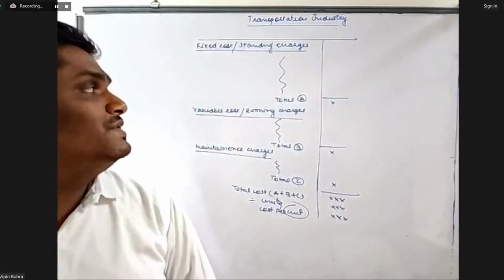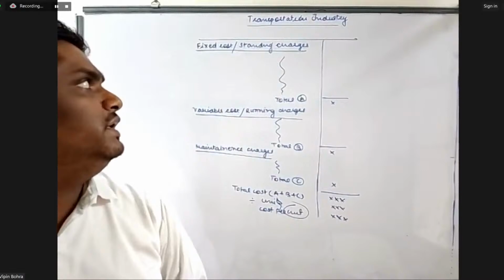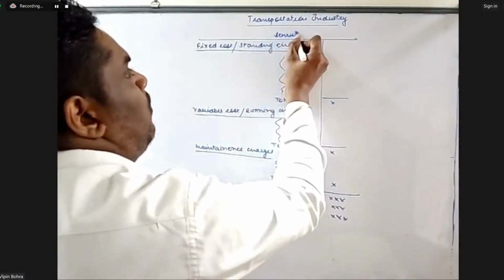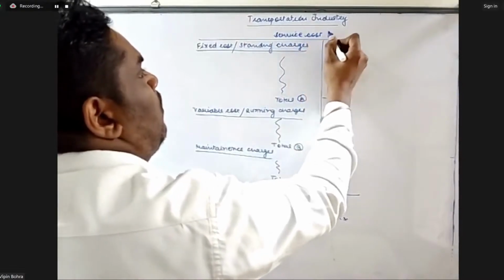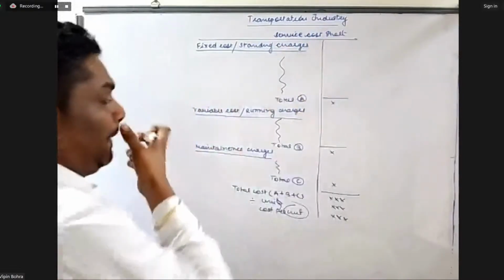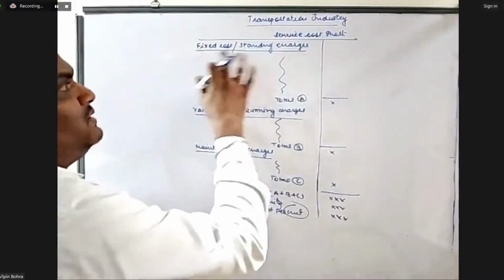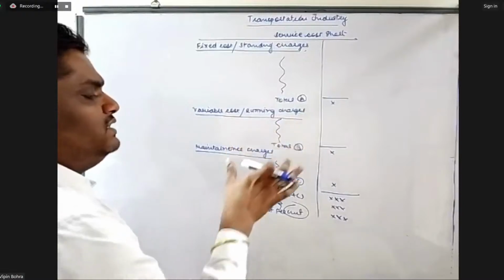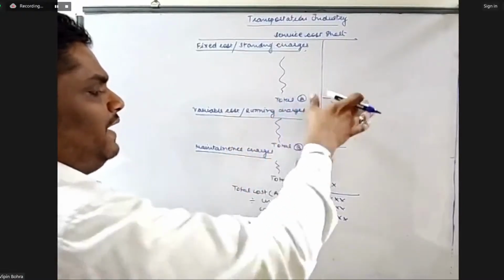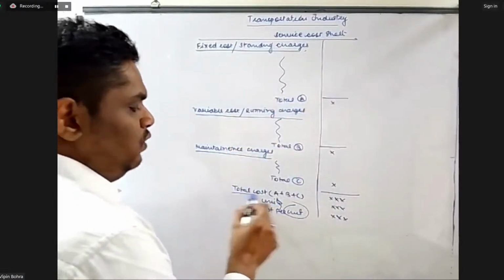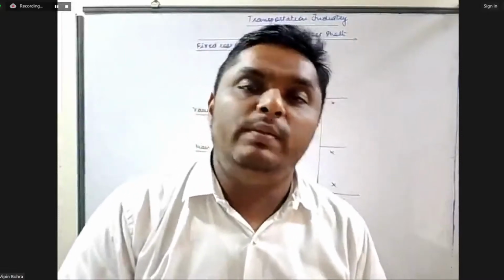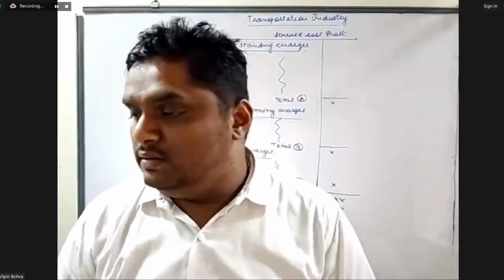I request you guys to please copy this format for transportation industry. This is the service cost sheet. So the fixed cost or standing charges, that is the total fixed cost, the total variable cost or running charges, and the maintenance charges. We'll calculate the total of all these three. We'll get the total cost divided by units. We'll get the cost per unit. These units can be either kilometers, passengers, tons, ton kilometers, passenger kilometers, whatever it is.